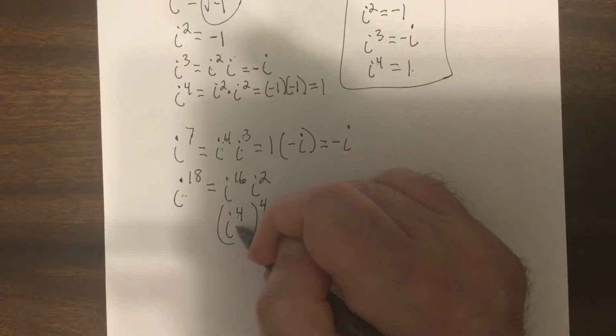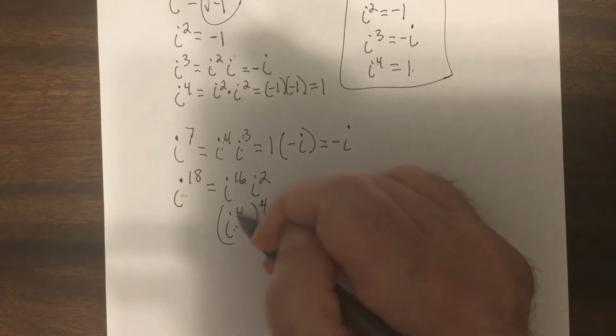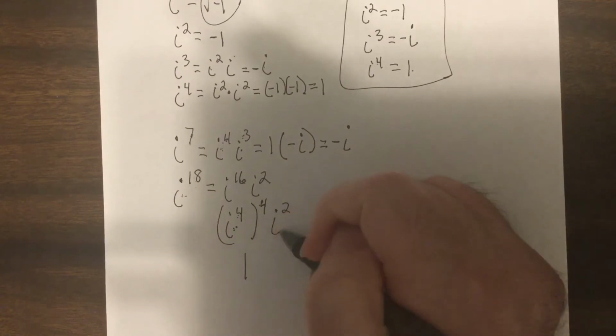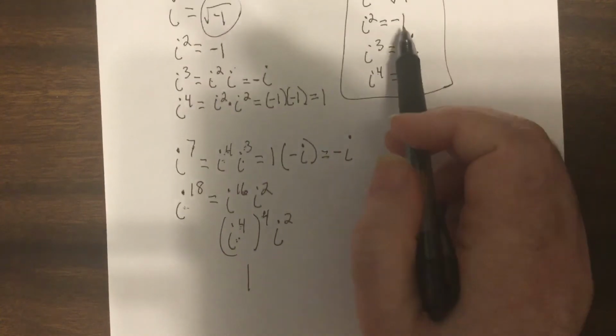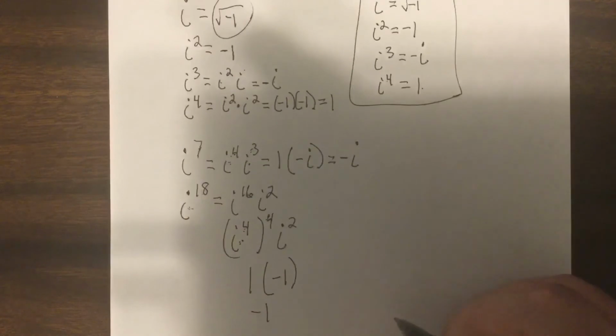i to the fourth is 1. 1 to the fourth power is 1. So anytime the power is divisible by 4 on your i, it turns into a 1. So you'd have 1 times i squared, but wait a minute, i squared is -1. So my answer is -1.